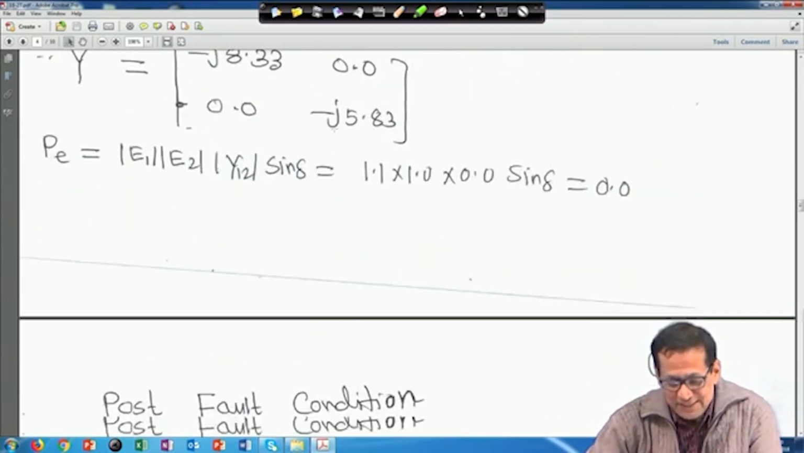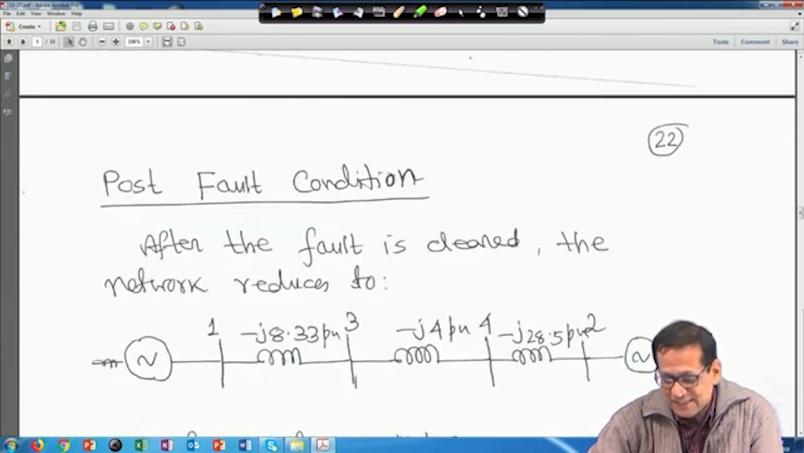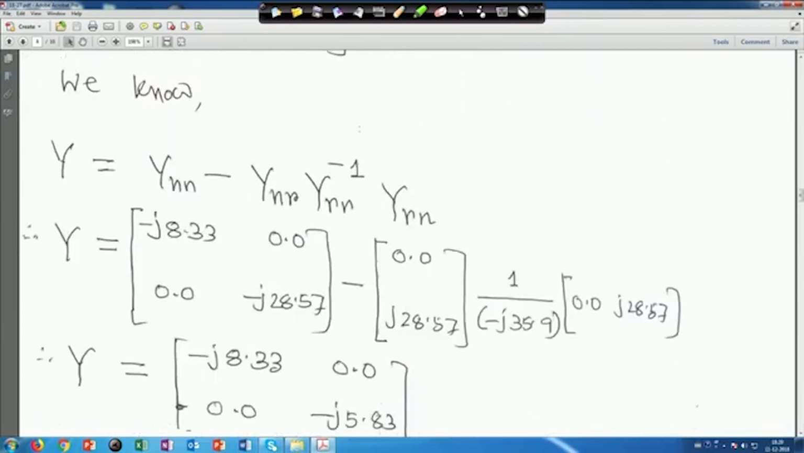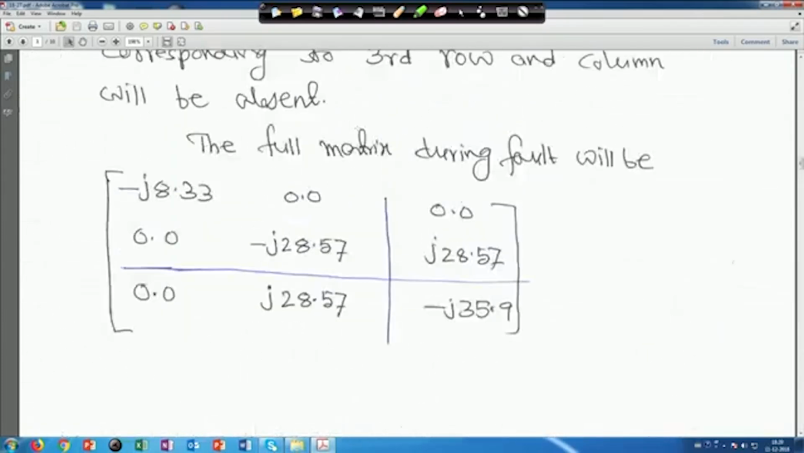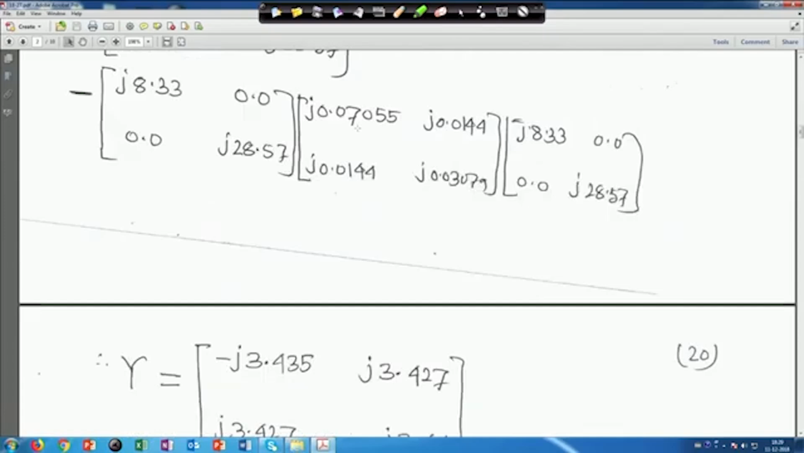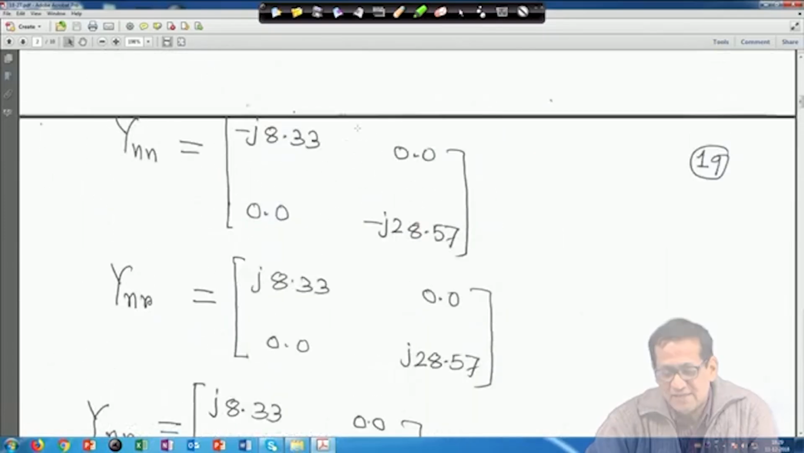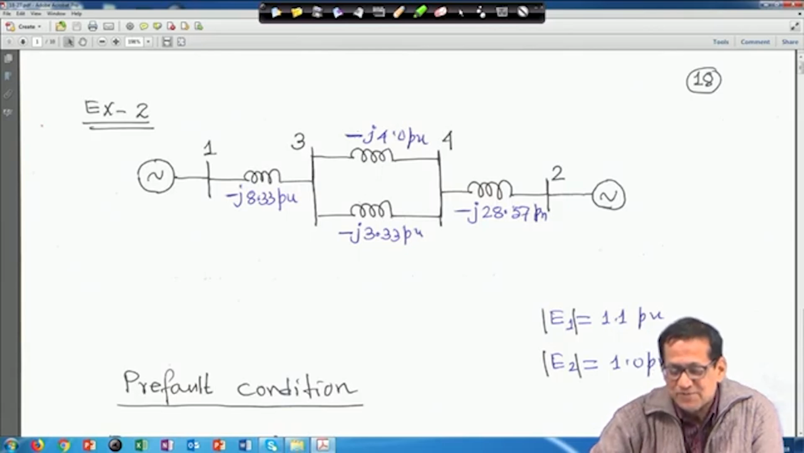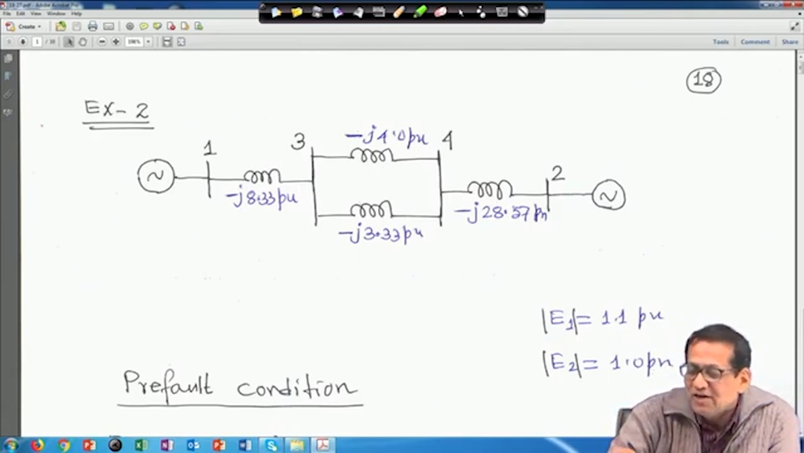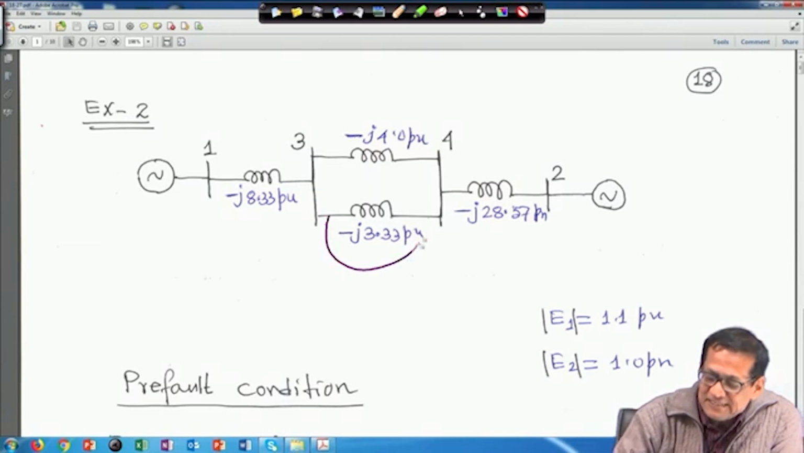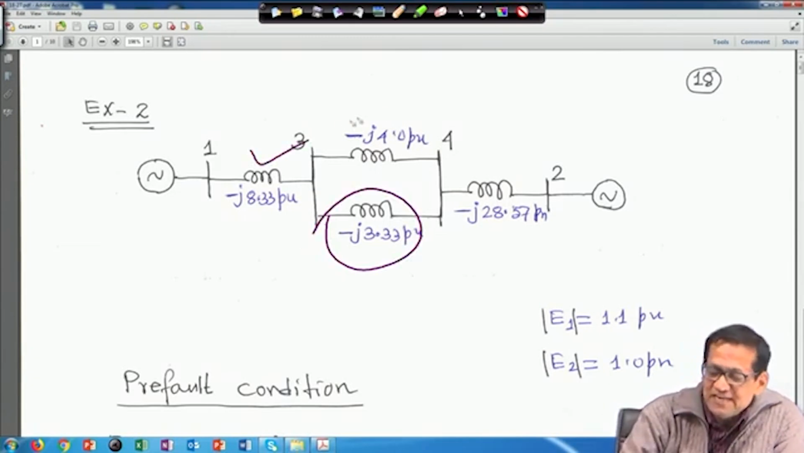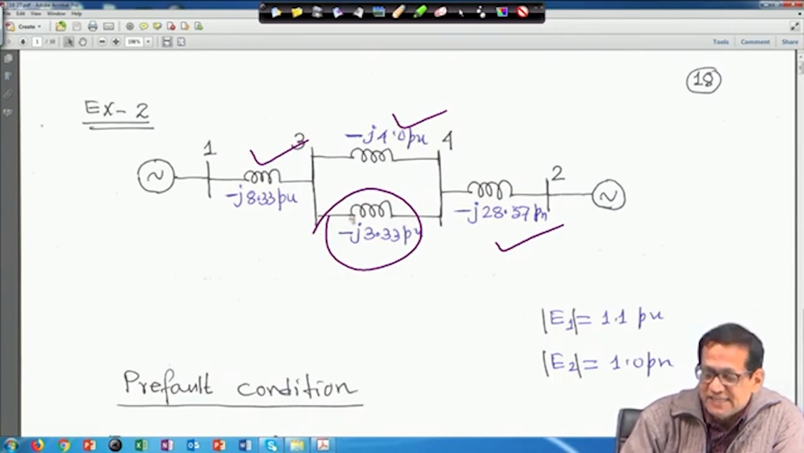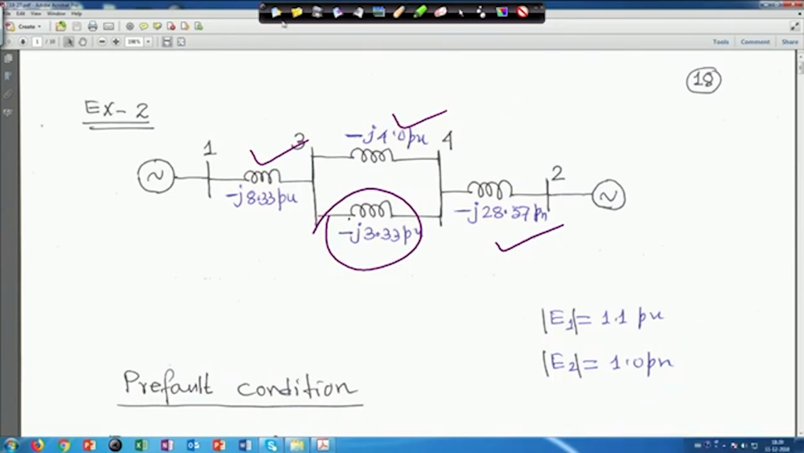So, next one is the post fault condition. Actually, for the post fault condition, let me go to the diagram, right. When the fault is cleared, this line is out, right. So, this line and this line are there, these 3 lines are there, right. So, this line is out when the fault is cleared, say.